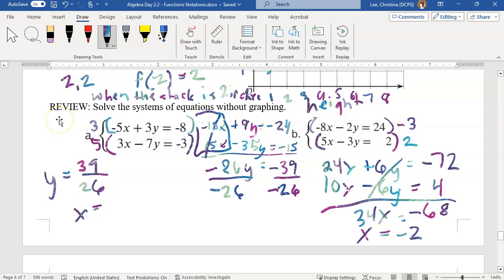All right, that is it for your homework. So you need to go ahead and go back and solve for y for this one because you're getting that practice, and solve for x on this one. We'll be looking for that tomorrow.